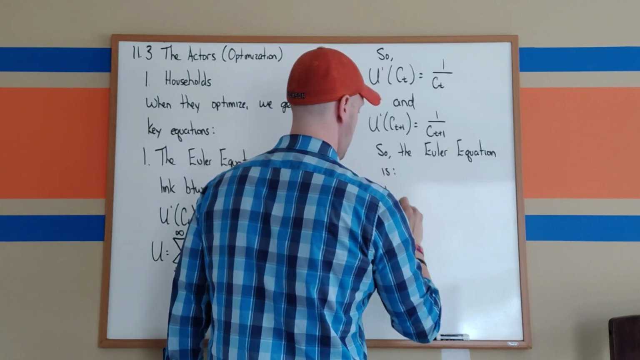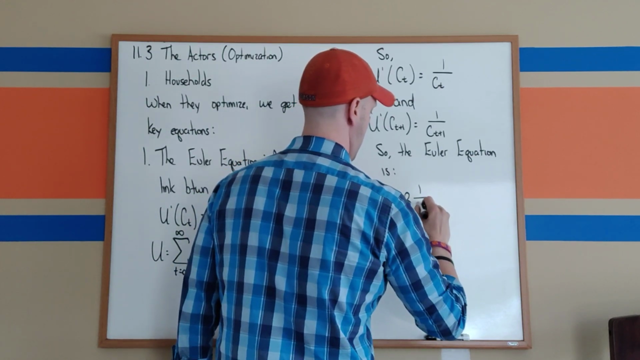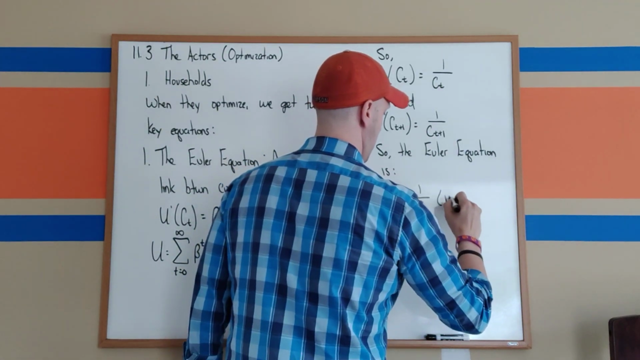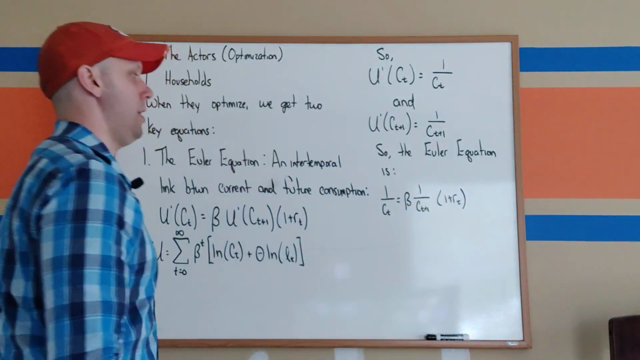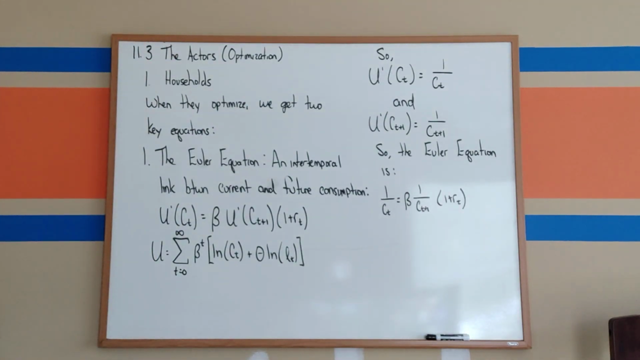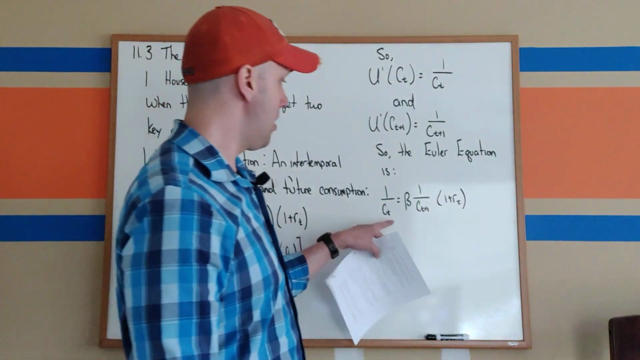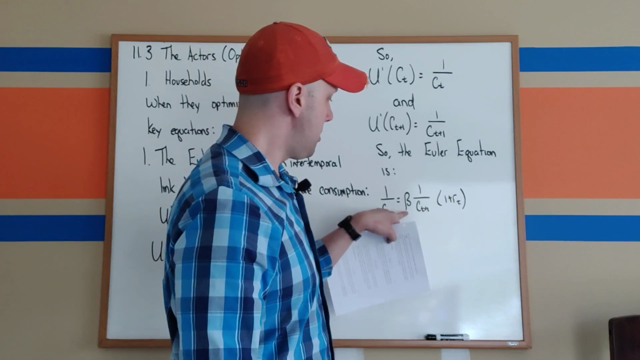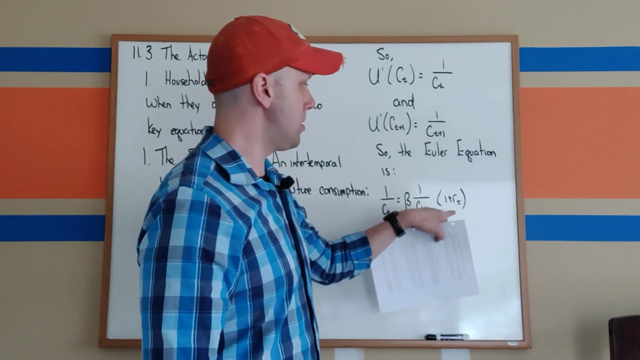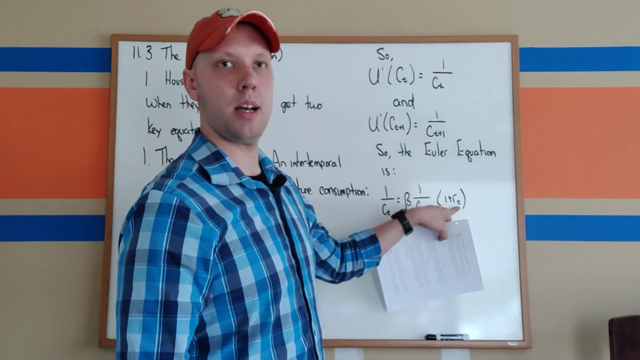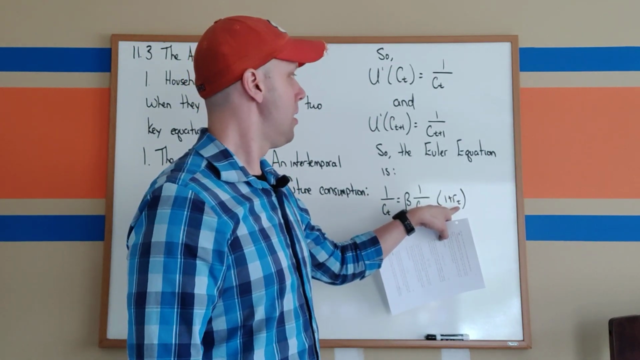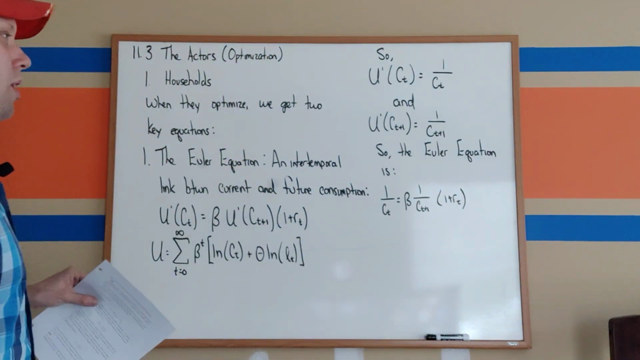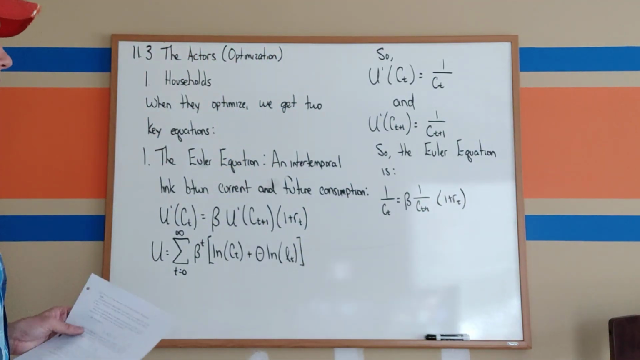This Euler equation is just 1 over C_t equals beta times 1 over C_t+1 times 1 plus r_t. So we've got our marginal utility that goes over time. This beta would be personal preferences, and this 1 plus r_t reflects the state of the market. So you're probably super confused, and I kind of don't blame you.